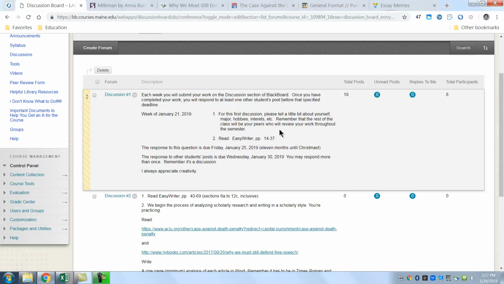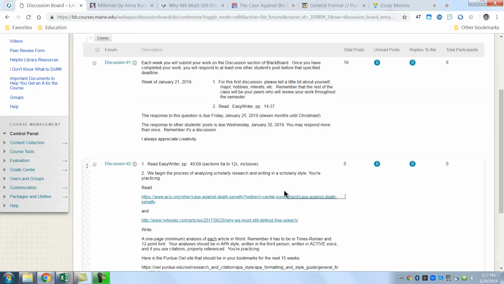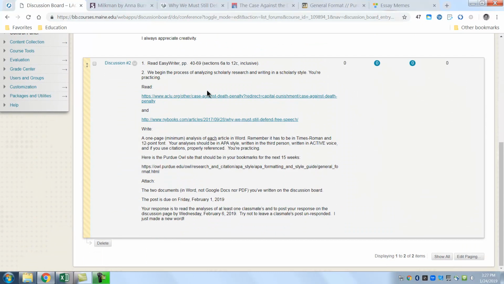Alright, the syllabus is good. You can plan ahead. Not many changes, if any, and more are going to occur. But this is what you should be looking at when you start working on your weekly work. So for this week, it's the same as the syllabus for this week. So the first thing you're going to be doing is analyzing scholarly research and writing in a scholarly style. So it's time to start learning what that means.